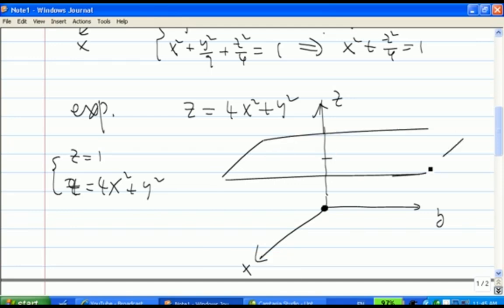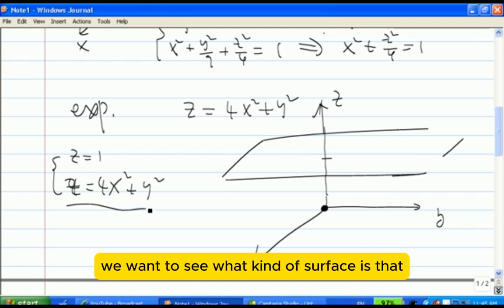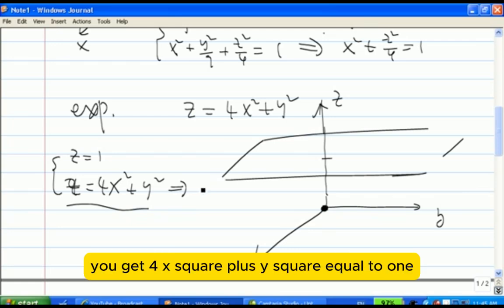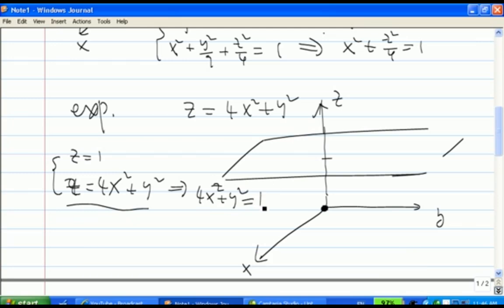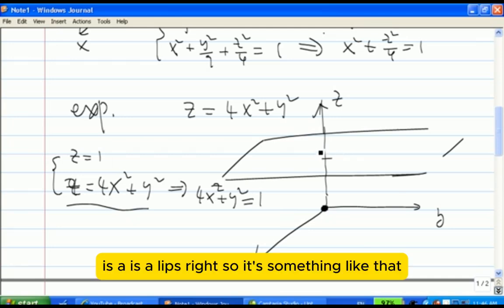Like this. And this one is another surface. We want to see what kind of surface that is. So combine those two, you get 4x squared plus y squared equal to 1. So the intersection of these two surfaces gives you a curve. What is that? It is an ellipse, right? So it's something like that.